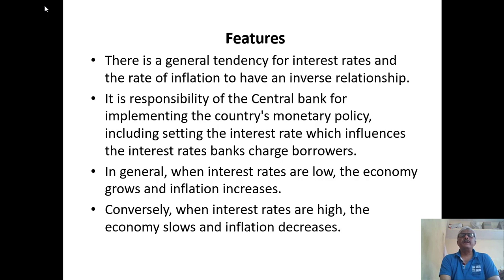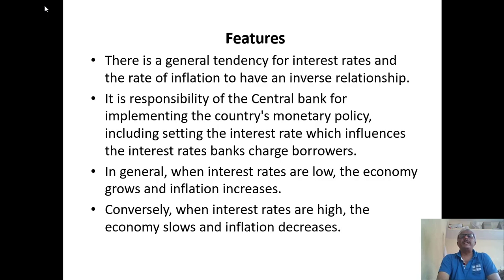Monetary measure means measures undertaken by the central bank to control money circulation in the economy. When this measure is taken by the central bank to control money circulation in the economy, obviously there is a possibility of bringing stability to the system. When there is too much inflation, what is the Reserve Bank of the country going to do? It is going to increase the rate of interest.